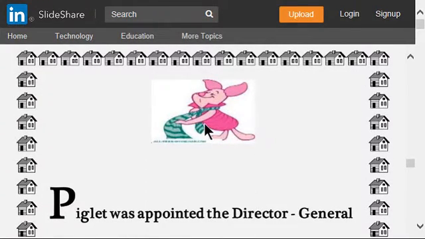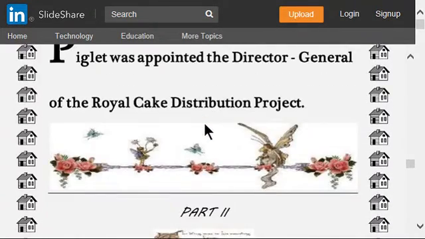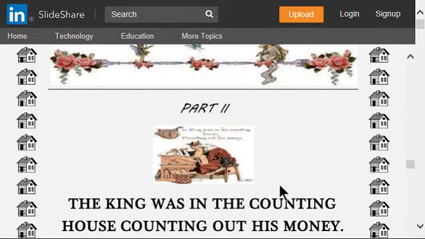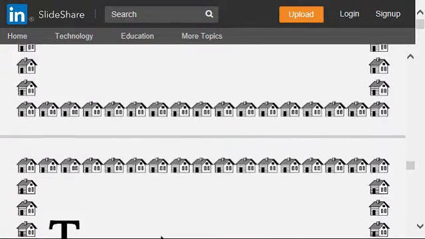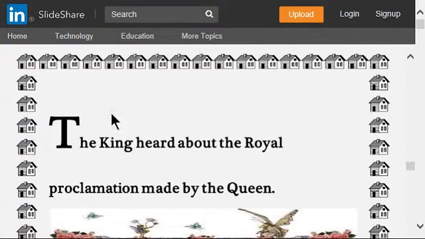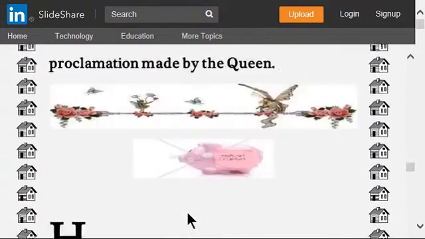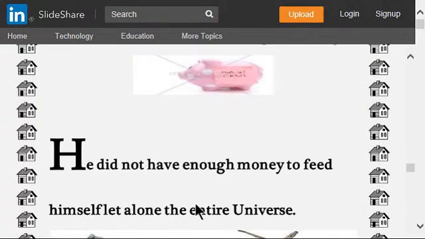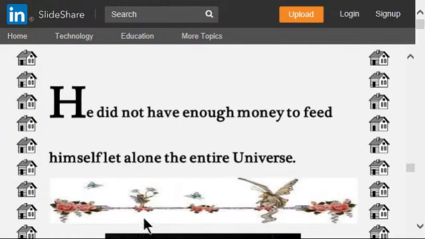Piglet was appointed Director General of the Royal Cake Distribution Project. Now the king was in the counting house, counting out his money. The king heard about the royal proclamation made by the queen. He looked in his piggy bank. He did not have money to feed himself, let alone the entire universe and everybody in it.